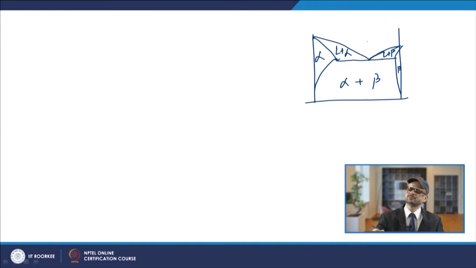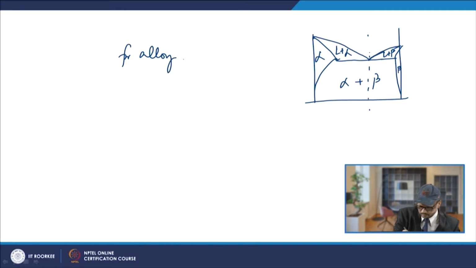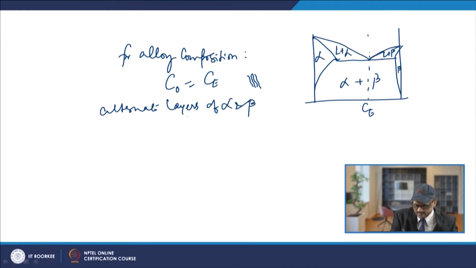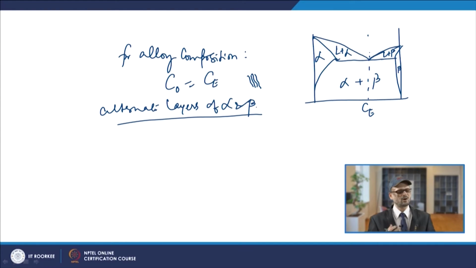So, if you talk about the eutectic composition, when eutectic solidification occurs, the microstructural development will normally have alternate layers. So, for the alloy composition C0 equal to Ce, that is your eutectic composition, you will have a eutectic type of microstructure, with alternate layers of alpha and beta formed in the case of the eutectic composition. Now, if you take a composition which is from here to here.